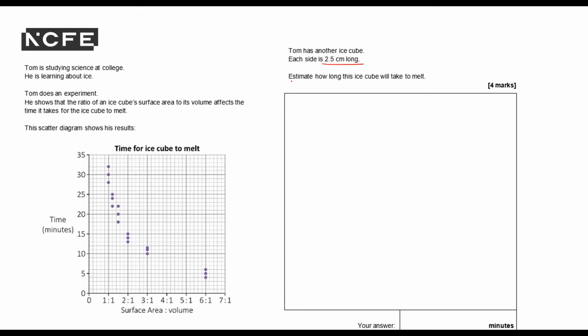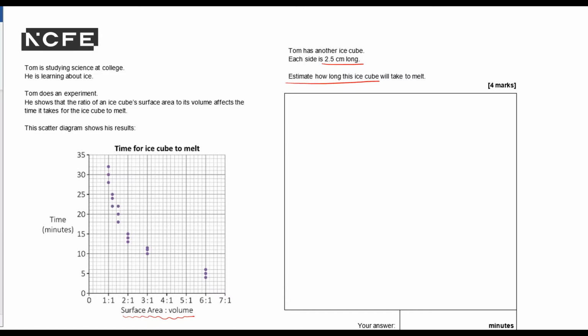We need to estimate how long this ice cube is going to take to melt. And so we've got here surface area to volume is what needs to go along there. And that's what we need to find out because we don't have that. And then we'll find out the time. So I'm just going to underline this surface area to volume. So I need to find the ratio of the surface area to volume. So first of all, I'm going to need to calculate the surface area, and then I'm going to need to calculate the volume so I can work out the ratio.